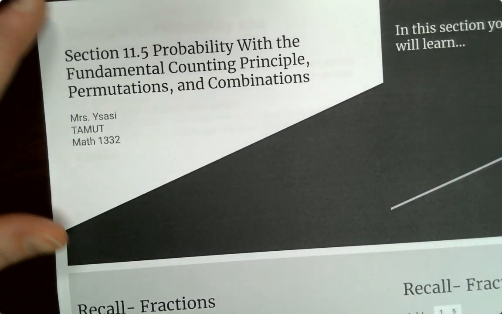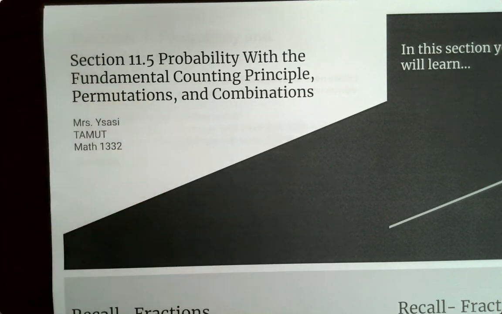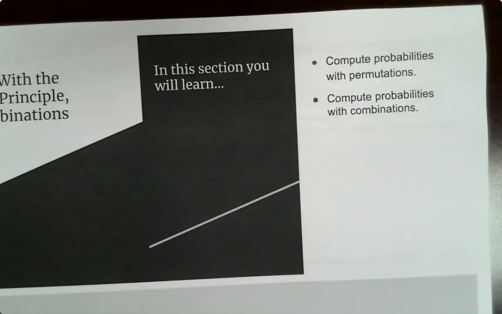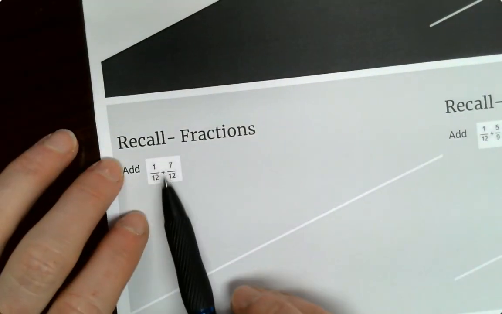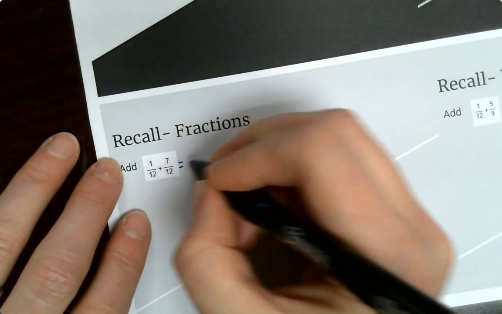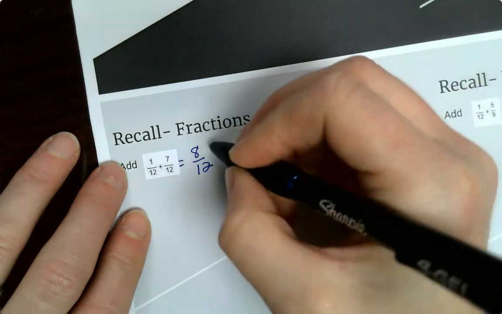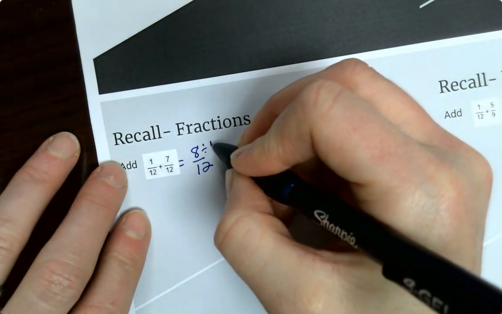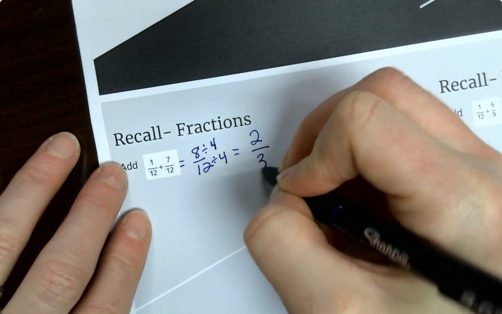Yeah, let's look at 11.5 probability with the fundamental counting principle, permutations and combinations. Here are the objectives. Let's go ahead and look at fractions. Whenever you add fractions, you add the top and keep your common denominator. So this would just be 1 plus 7 is 8 over 12. And then we reduce it to 2/3.